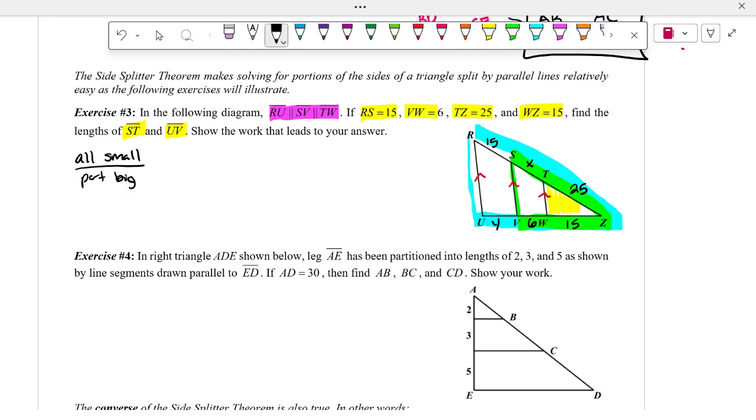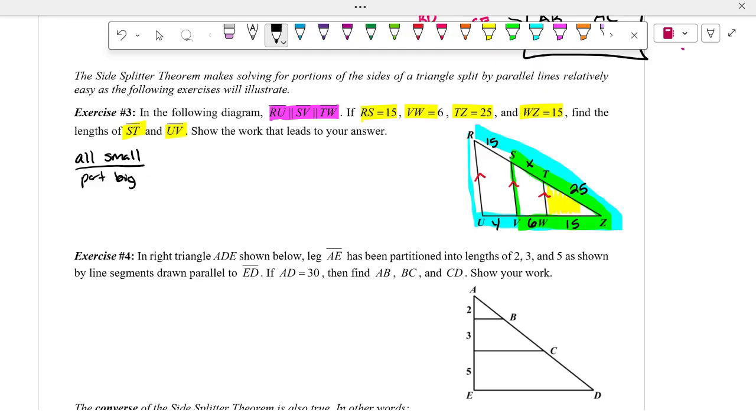Solving for x is the most useful right now. So how would I set up the proportion for x? Which two triangles are we using first off? Green and yellow. All right, so we're using the green and the yellow, so we're ignoring the blue right now.